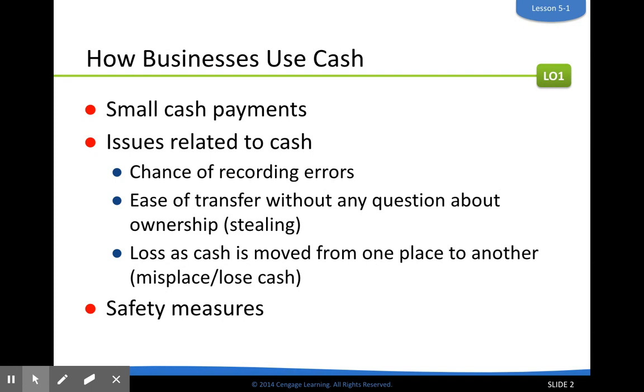The next two are fancy ways of saying something: ease of transfer without any question about ownership. That's a fancy way of saying stealing. It's a real issue. And then just losing cash. If you lose cash, it's pretty much gone. Nothing you could do about it.